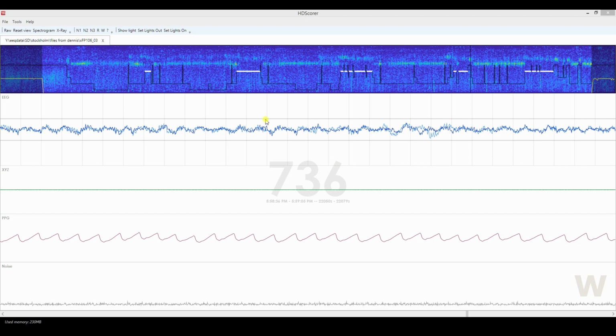So I will give you a few seconds to take a look at this spectrogram and find where the sleep spindles might be occurring and what the main sleep cycles are. You may want to pause this video and figure it out, and then we'll see if you got the right answer.